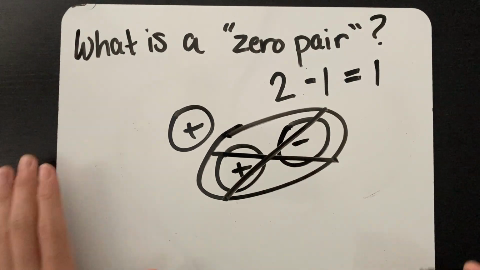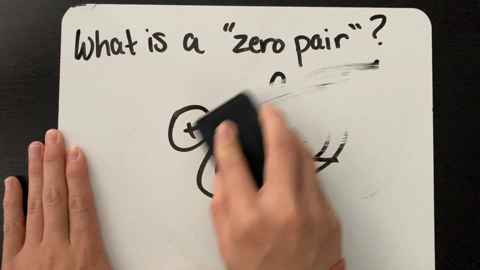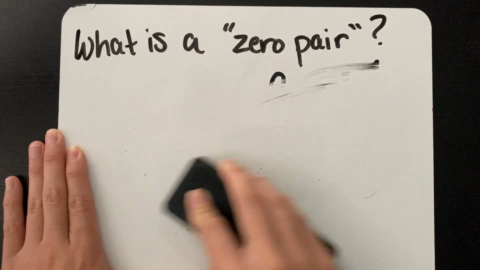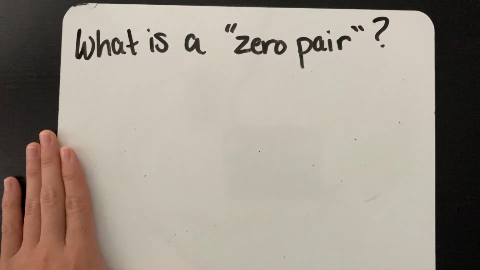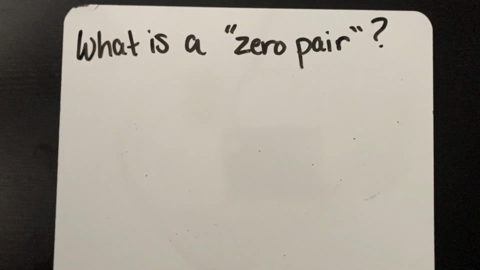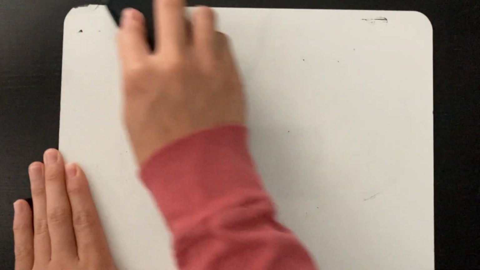So when we are adding and subtracting integers using counters, we make zero pairs and we get rid of those zero pairs so that we can see what's remaining. Or sometimes we bring zero pairs in because we know that it's worth nothing. That's the cool thing about a zero pair. You can add as many zero pairs as you want, or you can take away as many zero pairs as you like because the value is 0.